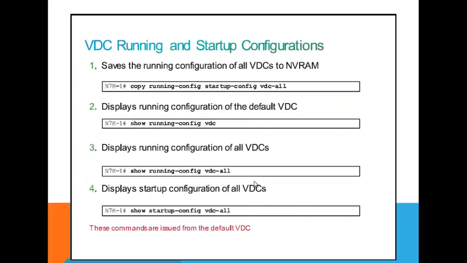Now to save the configuration, this is the command. We say copy running-config startup-config vdc-all. It copies all VDC configuration, but this can be done only from the default VDC. To display only the default VDC configuration, this is the command from the default VDC. We say show running-config vdc. To see all the running configuration, show running-config vdc-all. To see all the startup configuration, this is the command.